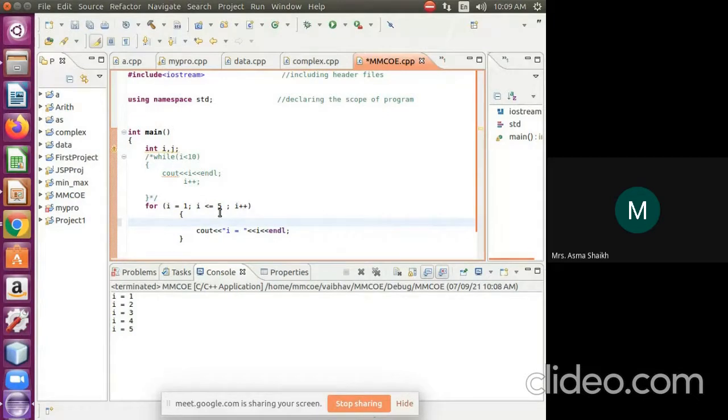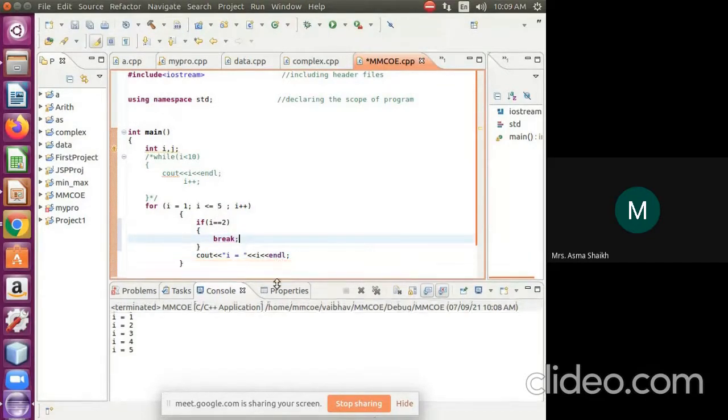If I wanted to stop in between, like if some condition occurs, like if the i value reaches 2, at that time I need to stop the execution. So for that I have to use a break. I am writing an if, if i equal to 2, then I am writing a break here and semicolon.